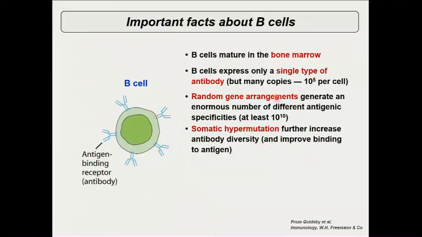Then I also told you that random gene arrangements generate an enormous number of different antigenic specificities. So you can have 10 to the 10 different antibodies on B cells, but only one on one cell. But this is just the options you can have.